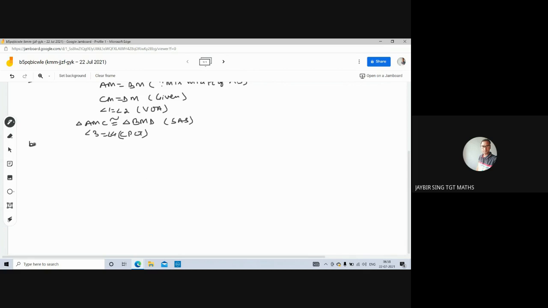These are alternate angles. If these are alternate angles, therefore AC will be parallel to DB. These two lines will be parallel. You can see in the figure. If they are parallel, then angle C plus angle B is equal to 180 degrees. These are consecutive interior angles.